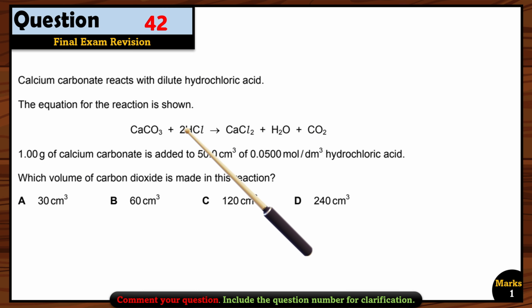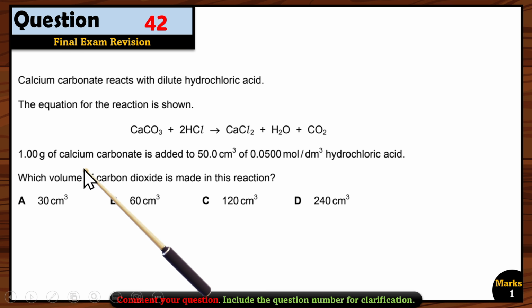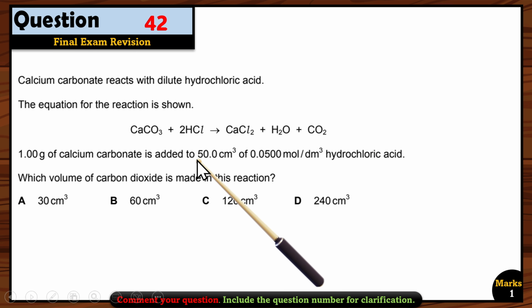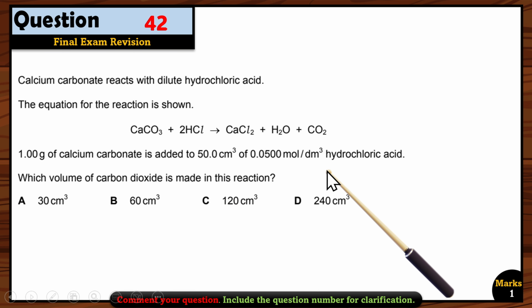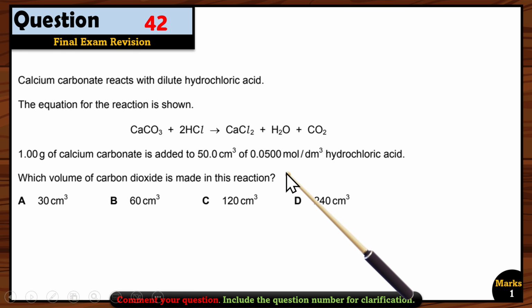Question 42. Calcium carbonate reacts with dilute HCl. The equation for this reaction is shown here. 1 gram of calcium carbonate is added to 5 cm³ of 0.05 mol/dm³ HCl. Which volume of carbon dioxide is produced in this reaction? Same question. You have to just find how much information is given.